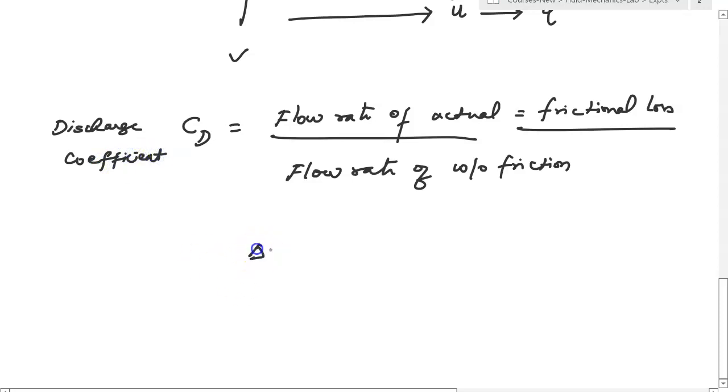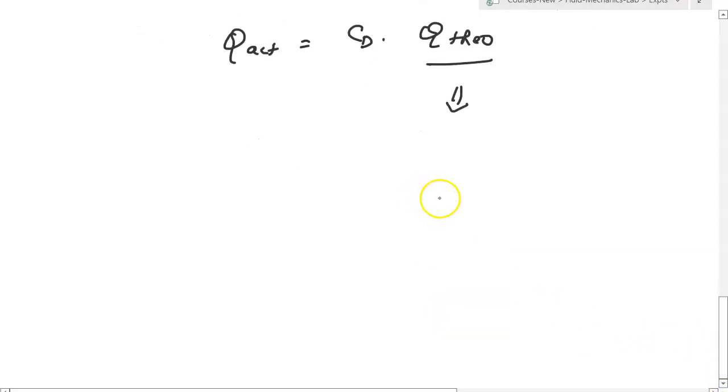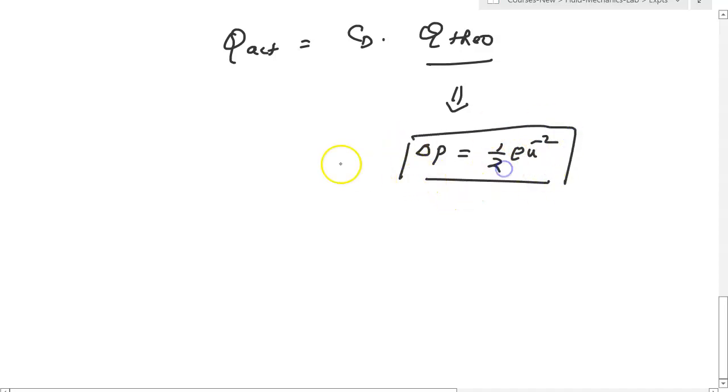So instead of writing delta P as proportional to half rho u square, we have written this in a slightly different form, comparing the one with friction and one without friction, and then saying that the actual flow rate is equal to discharge coefficient times the theoretical flow rate. This theoretical flow rate is computed on the basis that pressure drop is equal to half rho u square. So there is no friction accommodated here, whereas the actual flow rate is the one with the friction.